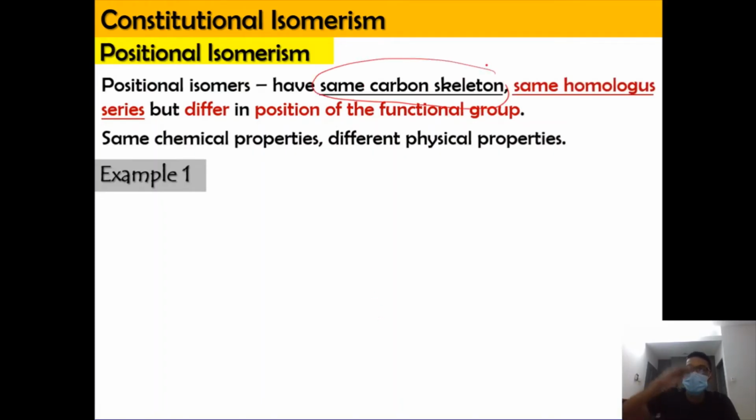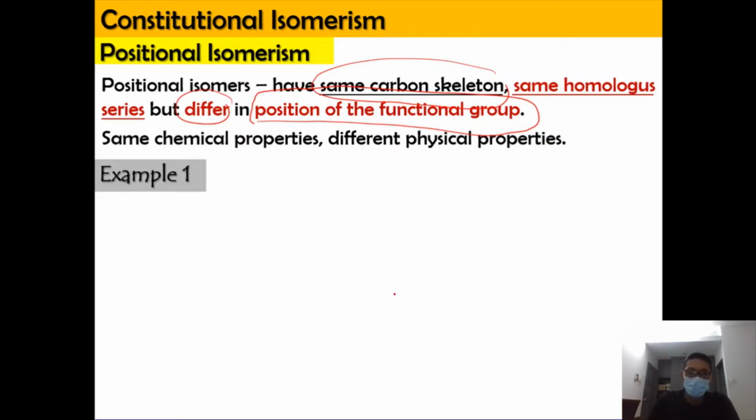So the carbon skeleton tadi masih di-maintainkan and have the same homologous series, but differ in the position of the functional group. Okay, so functional group tadi akan berubah dia punya posisi, tetapi carbon chain dia masih maintain.